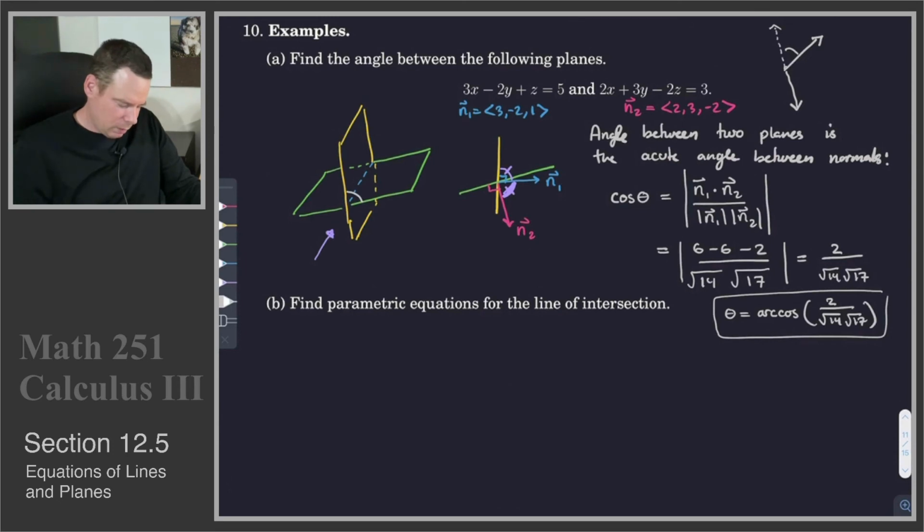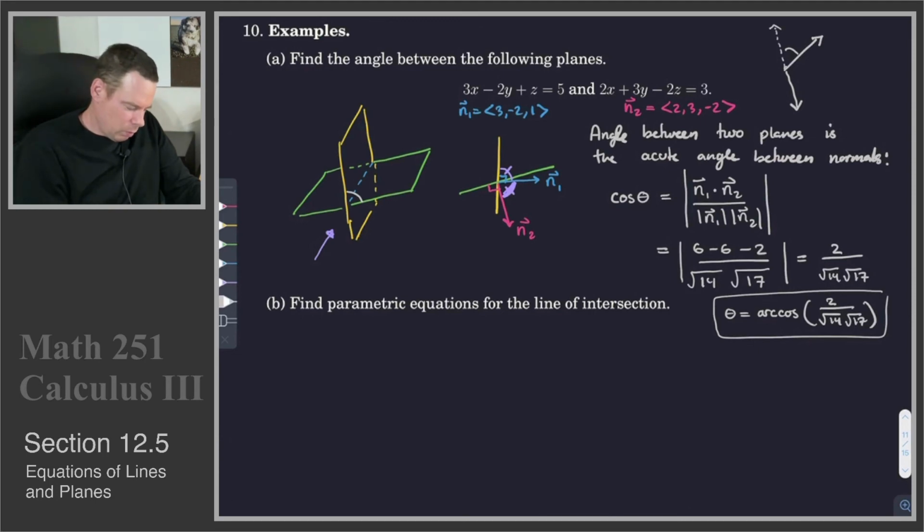So the next question asks us to find parametric equations for the line of intersection. So we have these two planes, and we want to find their line of intersection. So what I'd like to do is solve the equations for the planes simultaneously. What are the x, y, z values that satisfy both of those equations? So this is a linear system.